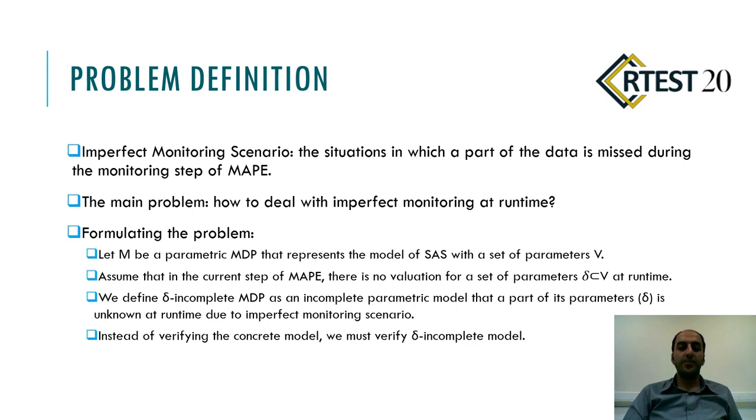So, let's define the main problem of the research. The imperfect monitoring scenario refers to situations where a part of the monitoring data is missed. Assume a parametric MDP that represents the model of a self-adaptive system with a set of parameters V. If some parameters of V, namely delta, could not be updated, we say that the model is delta-incomplete. The main problem of the research is to verify the delta-incomplete model at runtime.